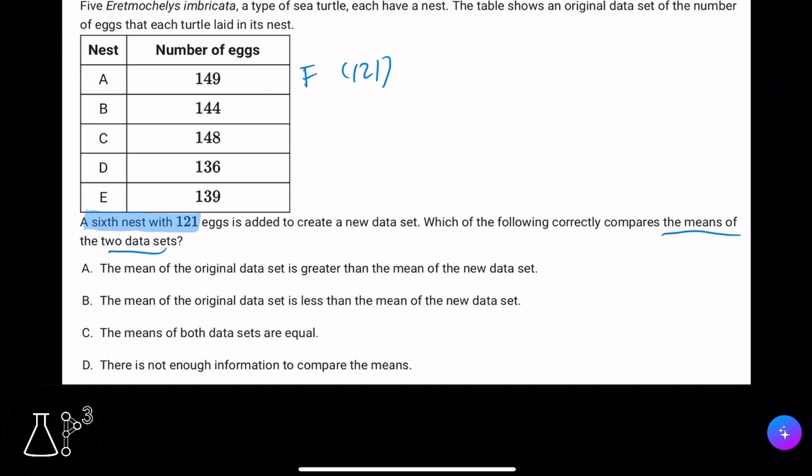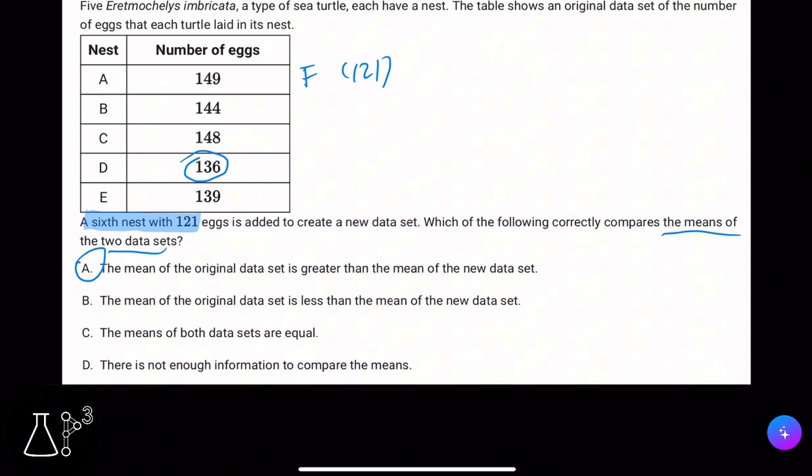So if we look at F, we can see that F, or the 6 nest, equals 121 eggs. So we're adding a number, obviously. And as we can see, the number is smaller compared to the other eggs. The only number that's closest to 121 is 136. Therefore, because the 6 nest is smaller compared to the other numbers, I can already assume that the original mean of data set is greater than the mean of the new data set. Therefore, my answer is going to be A. But let me plug in all the numbers to make sure to do it correctly.